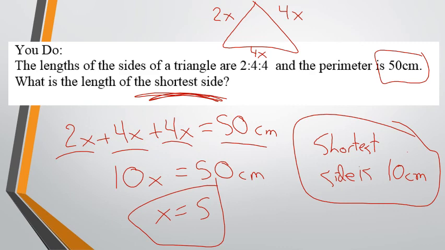You can check that this is right because you can take 5 times 4 and get 20. So that means these two sides here and here are both 20. So 20 plus 20 is 40, plus another 10 for the shortest side is 50. So that's a way you can check, are you doing it right or not?